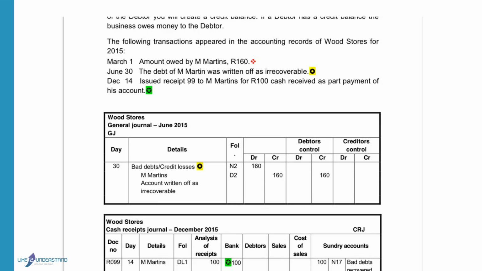One of these debtors pays the amount after we've written off the amount in the debtor's ledger and closed the debtor's account. The amount that we receive will be recorded in the cash receipts journal. The amount is posted to the bad debts recovered account because it's an income for the business.